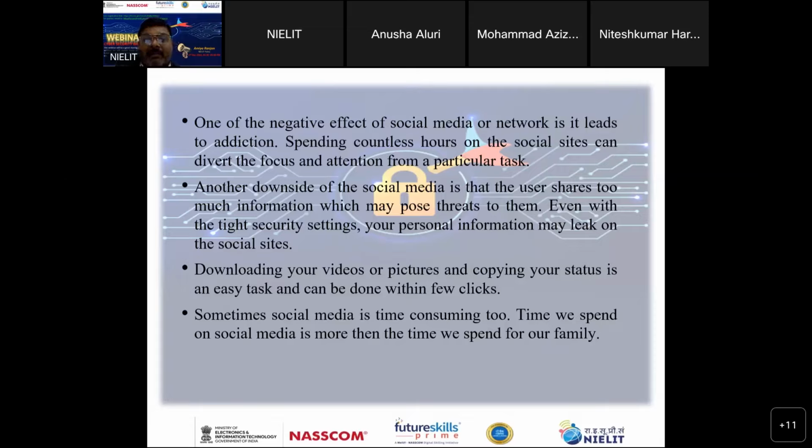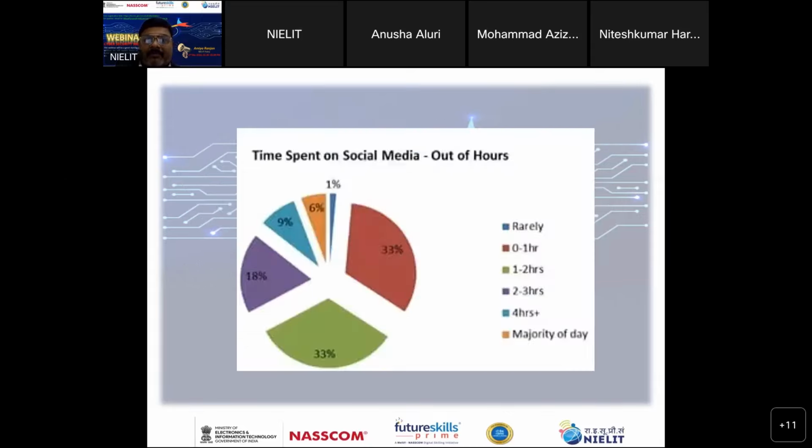Sometimes social media is time consuming too. The time we spend on social media is more than the time we spend on our family. It's a very important fact that nowadays the time we spend on social media is far more than the time we spend with our family. This is a graph regarding time spent on social media. So 33% is 0 to 1 hour, 1% is rarely, 6% is the majority of the day.